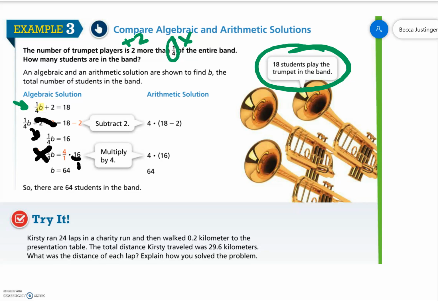The arithmetic solution is just another way to think about it. So you can think about the total people in the band. We know that there's 2 more trumpet players than 1/4 of the entire band. So if we know there's 18 trumpet players and we subtract 2, that means there's 16, and then we multiply that by 4. Still gets the same answer, whatever you're more comfortable with.